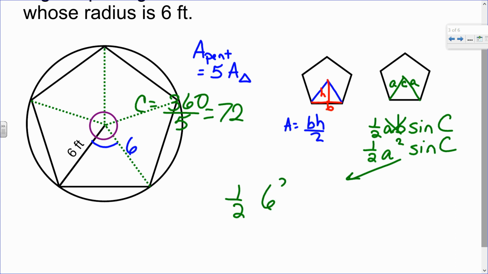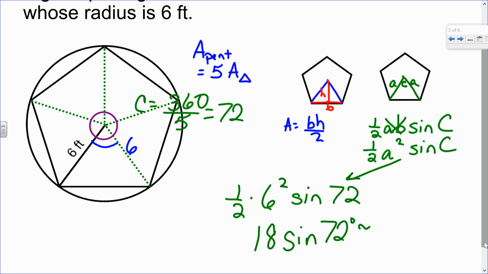So all that we need to do to solve this problem is to plug in on the calculators 1/2, and then we have 6 times 6 times the sine of 72. And in all honesty, I'd say 36 divided by 2 is 18, and I'd just enter 18 sine 72 on my calculator.